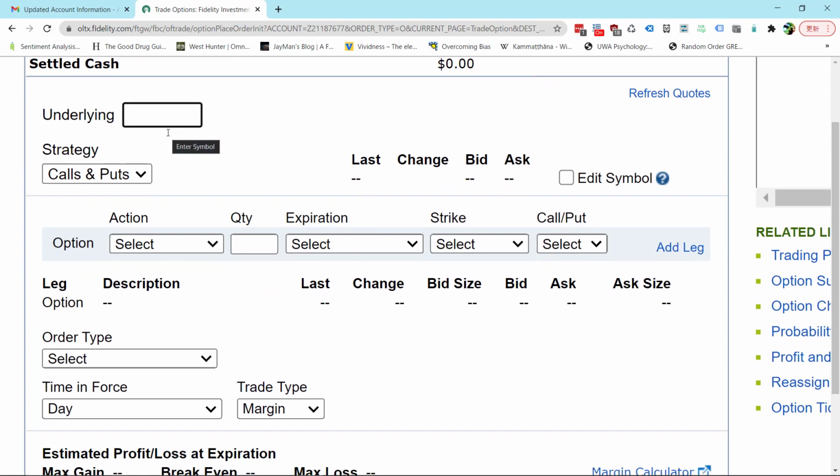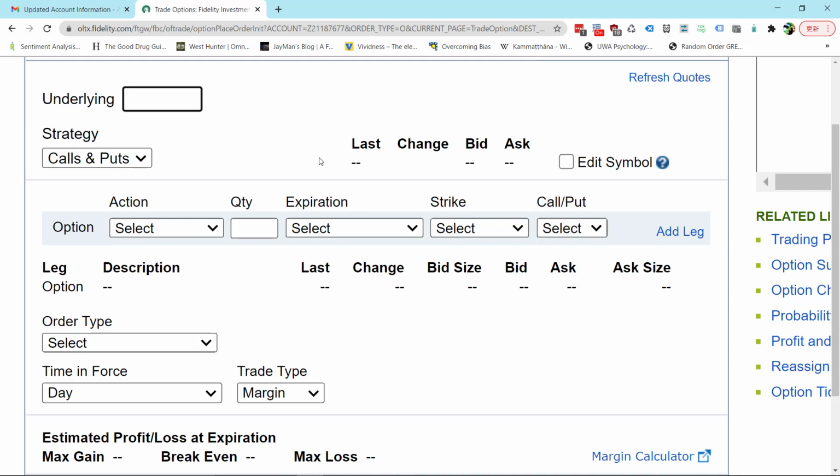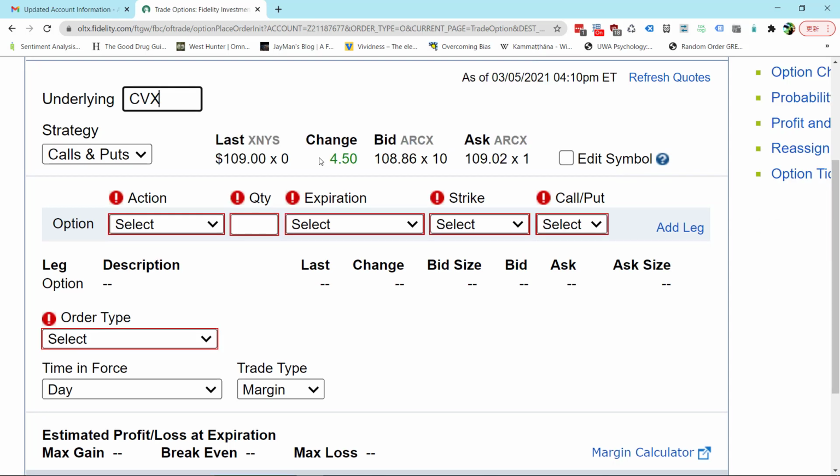That is simply the ticker for the call you want to buy. I've been trading oil upward. I've been trading Chevron actually. Chevron's ticker is CVX.